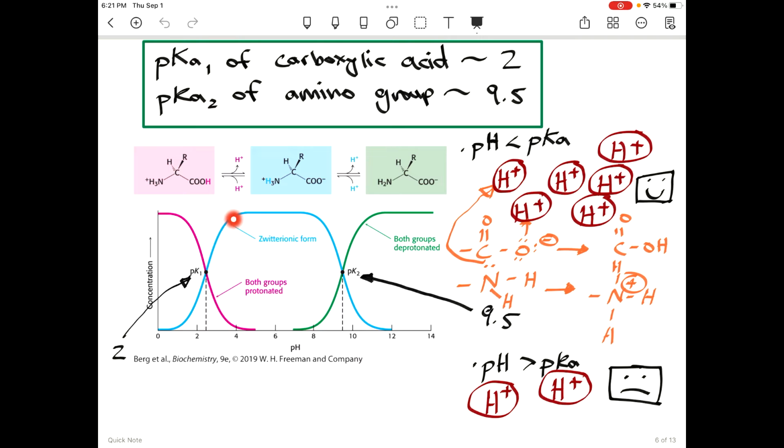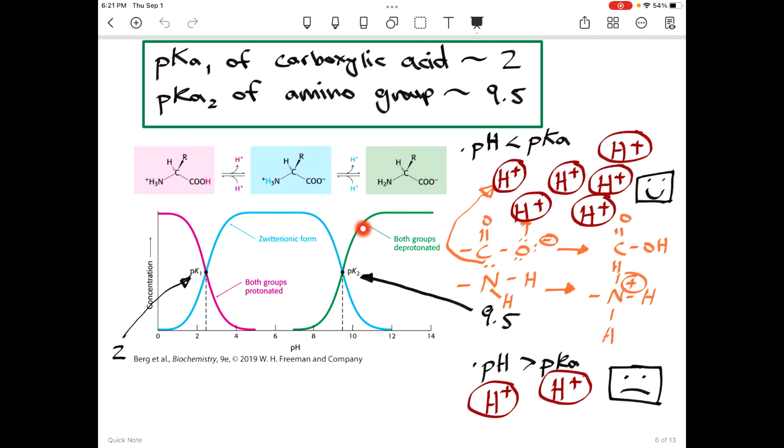The pH is going above the pKa1 of the carboxylic acid, so that means it's going to become deprotonated. And the amino group is still going to be protonated, because the pH is still below pK2, which is the pKa of the amino group. So now we're going to have a zwitterion, a dipolar ion, with a negative and a positive.